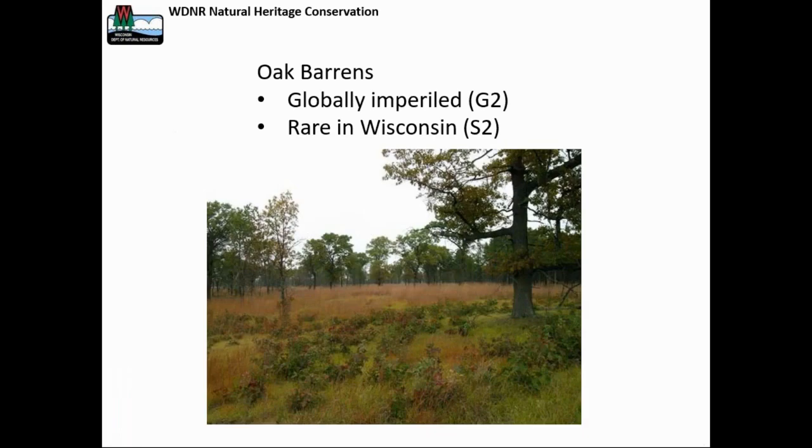First, some background on oak barrens. They are a globally imperiled community. NatureServe ranks them as a G2 community, which means that's one step below the most imperiled or rare ecosystems in the world. They are more rare than tropical rainforests. They are also rare in Wisconsin, and they have a similar rarity in Michigan and in Minnesota. That means that, particularly in Wisconsin, we have a high conservation responsibility for oak barrens because a lot of them that occur in the world occur right here in our own backyard.